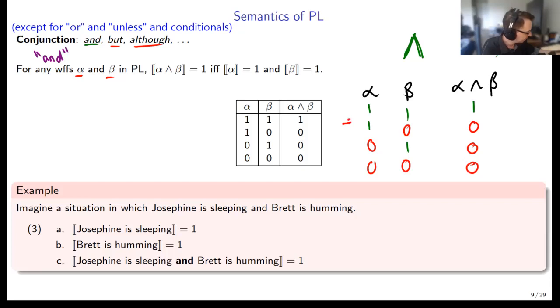So it's false in the second line because not both of them are true. It's false in the third line because not both of them are true. And it's false in the fourth line because neither of them are true.